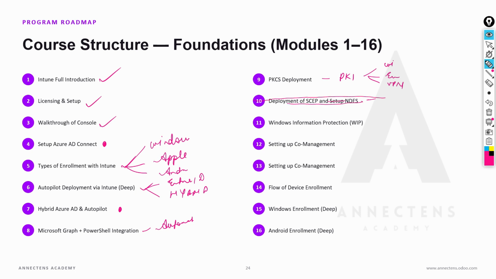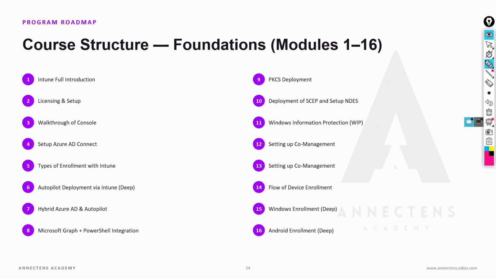Next we'll talk about MAM, and MAM without enrollment. Then we'll talk about co-management and how we are going to set it up. The entire demonstration will be done, right? Then we'll understand the flow of device enrollment: how the Windows device gets enrolled, and what the methods are. There are 6 to 7 methods through which we can enroll it. Then Android enrollment, we'll go deep into it to understand what enterprise ways they use to enroll the devices. So this would be the foundation.